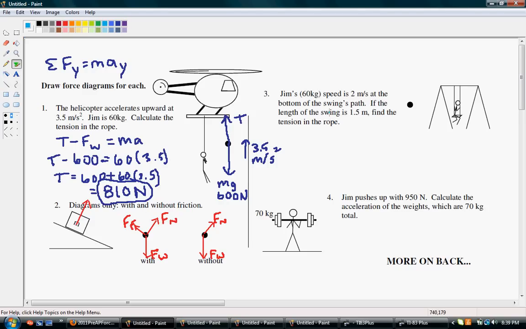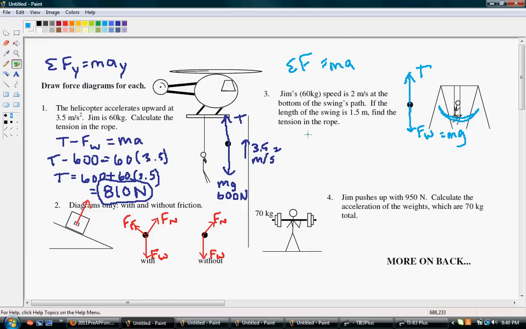Okay, moving on. Number 3. Jim has a speed of 2 meters per second at the bottom of the swing's path. If the length of the swing is 1.5 meters, find the tension in the rope. Here we have tension, which at this point is straight up, and we have force of weight down, which is equal to mass times gravity. We know the sum of our forces is going to equal ma. If he is swinging, he is moving in a circular motion. He's making an arc right here, which means we have a very special type of acceleration, centripetal acceleration.